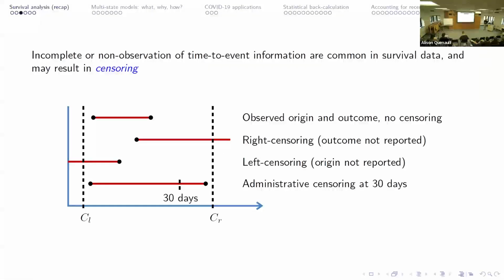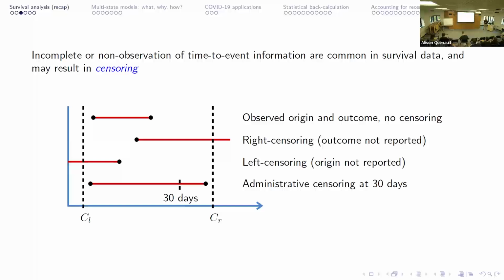So here on the top row, this is what we'd like. Everything is perfectly observed, no censoring at all. What will commonly happen is if we have a censoring window, so here between a left censoring point and a right censoring point, if somebody's outcome is not observed, then that information is right censored. And conversely, if the origin is not observed, then those people are left censored.